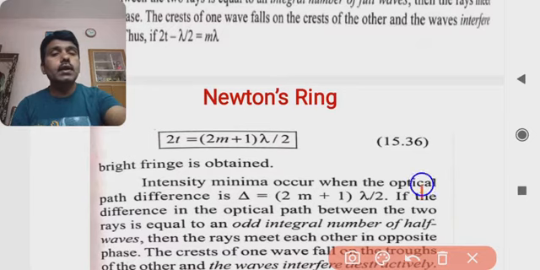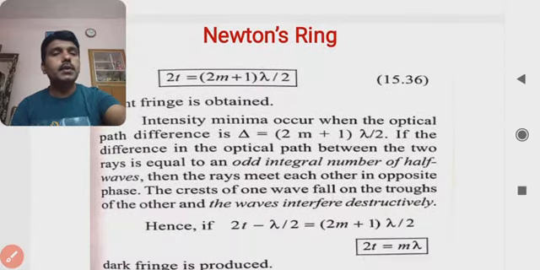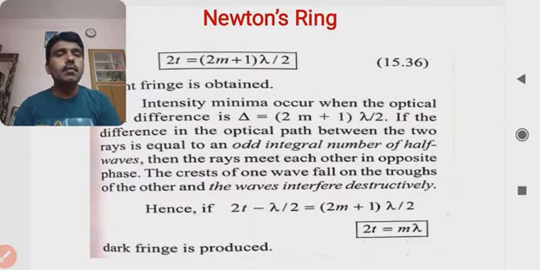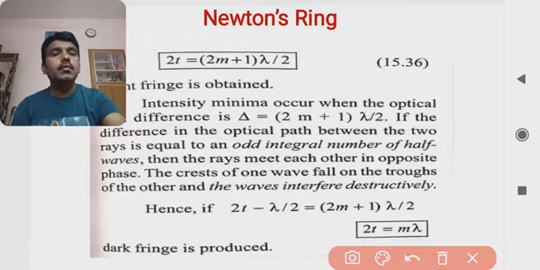But as far as the minima is concerned, meaning the dark point, this path difference should be a multiple of 2m plus 1 lambda by 2. This path difference at that stage will be, म्हणजे for the bright point आपण बघितलं की तो m into lambda किंवा n into lambda बऱ्याच बुक्समध्ये तुम्हाला बघायला मिळेल.